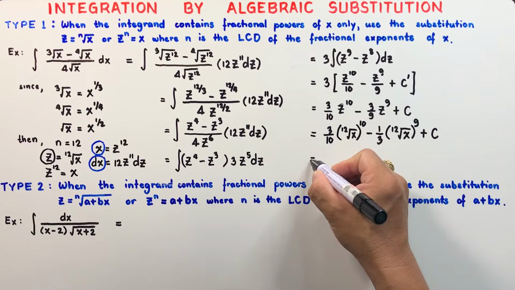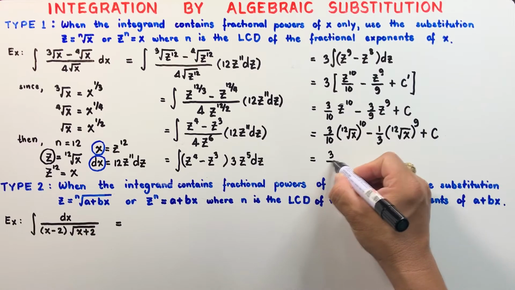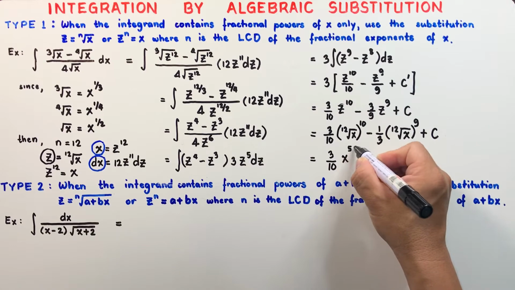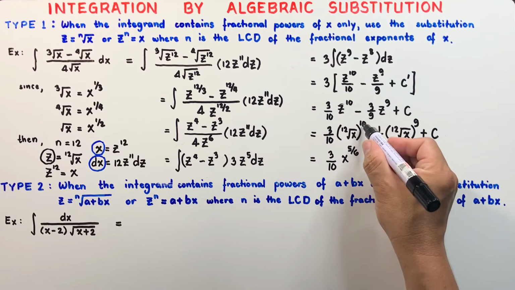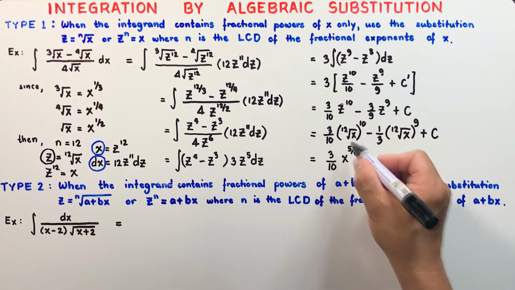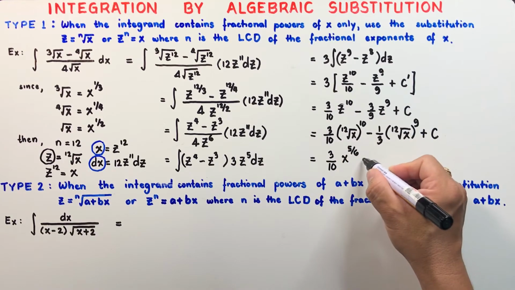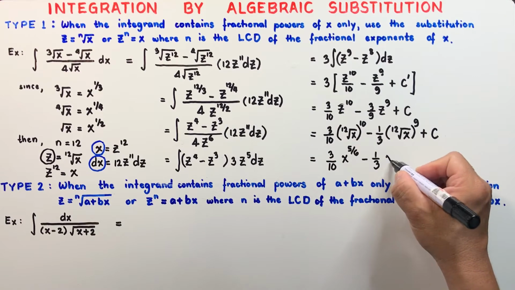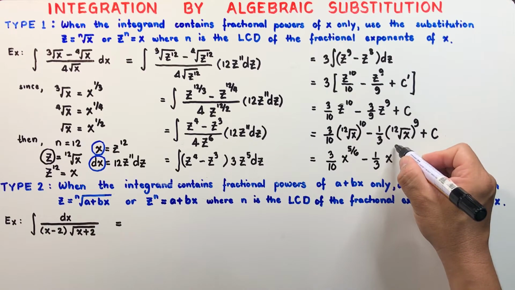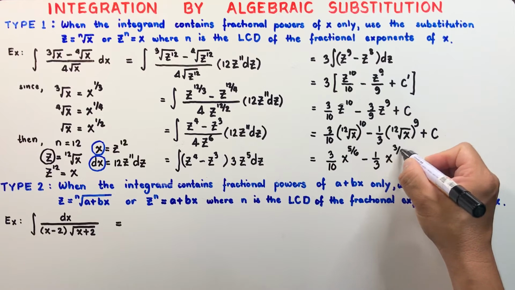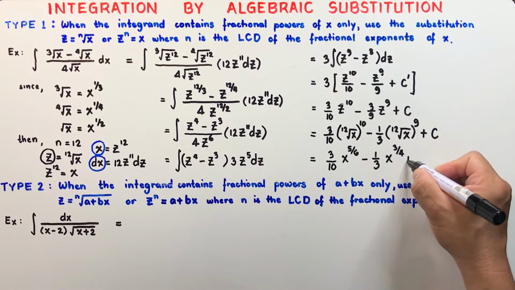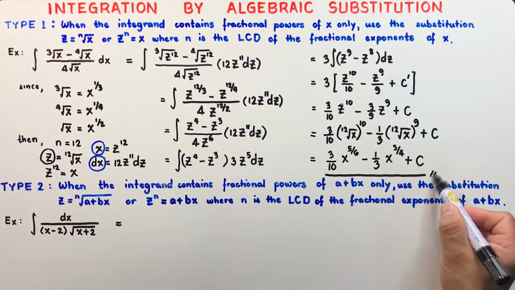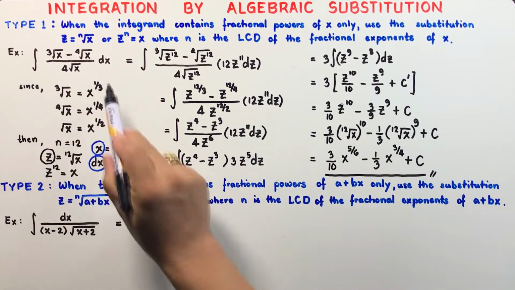So our final answer is 3 over 10 times x to the power 5/6, because when 10 is divided by 12, the lowest term is 5/6 there. And this is subtracted by 1/3 times x to the power 9 over 12. And 9 over 12 is 3/4 in lowest terms. And this is our final answer for this example number 1.